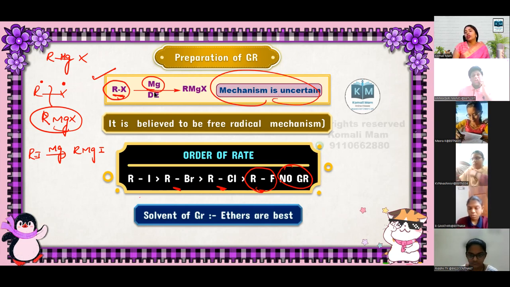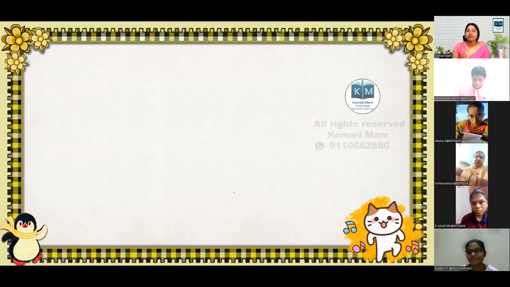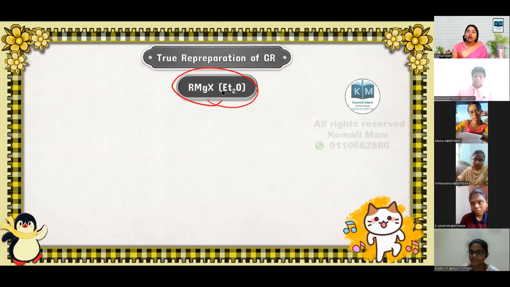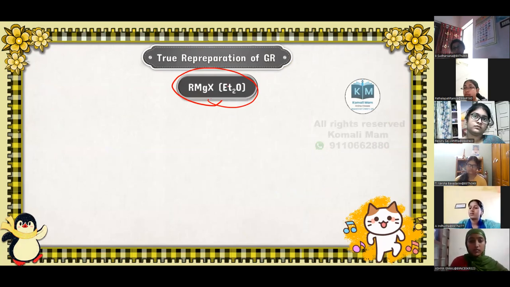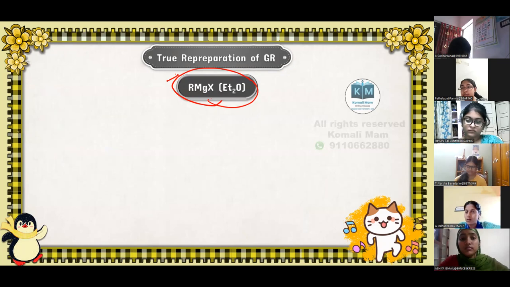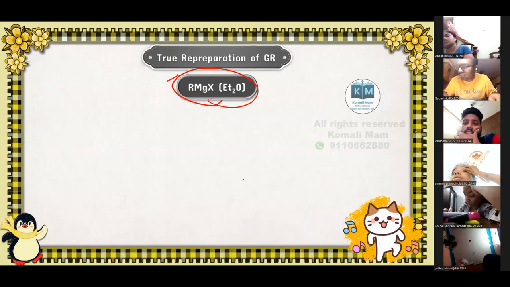That's why, if you ever enter your chemistry laboratory, there a Grignard reagent bottle will be there. On that bottle cap, if you see the name, they don't give you simply RMgX. In between, Et2O is given. What is the meaning of Et2O? Diethyl ether. Et means ethyl group. Two Et, diethyl ether, is the solvent. This is the true representation of a Grignard reagent. Everybody clear? RMgX Et2O is a Grignard reagent and the solvent is diethyl ether. Got it?